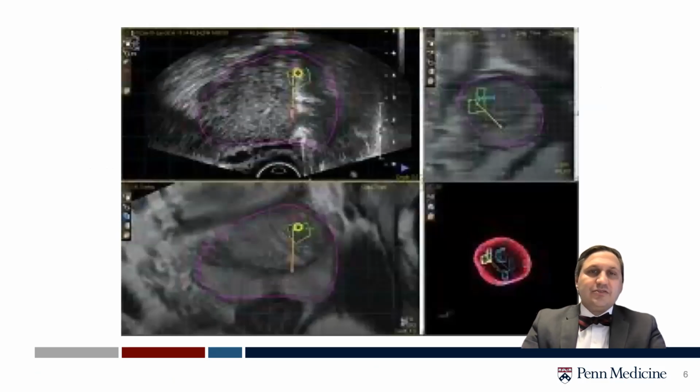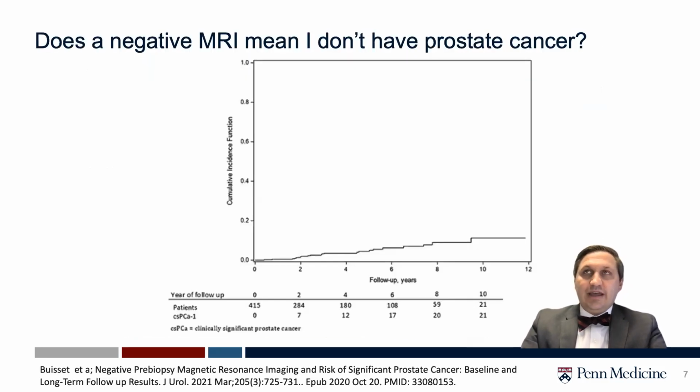If we have a PIRADS 3, 4, or 5 lesion that we see, what we generally do is perform a fusion biopsy, where we fuse the image from the MRI with the ultrasound in the procedure room, and put those images together to obtain specific cores down to the millimeter so we can target what was seen on the MRI.